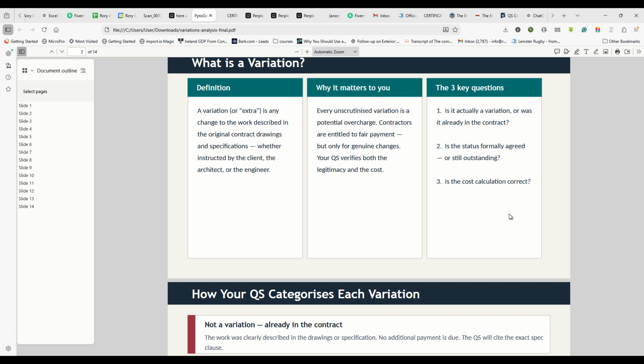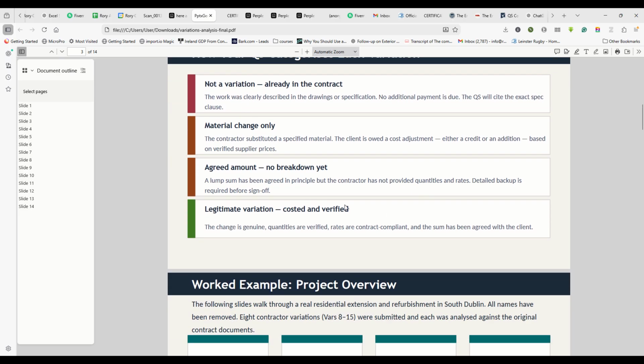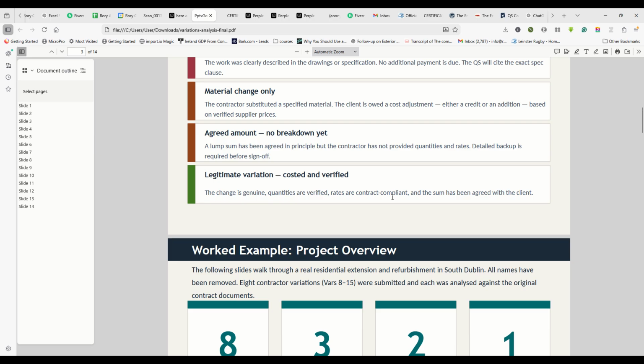So we have to ask ourselves fundamentally, is it a variation? Is it a formal variation? Is it outstanding? What's the calculation? What's the magnitude? It's not a variation if it's already in the contract. There can be material changes. There can be amounts to be agreed. How it's priced is important. It is priced on the basis of what's in the bill of quantities and what you have similar rates for. For like work, if you don't have like work, then you have something similar to it, so you can price it out.